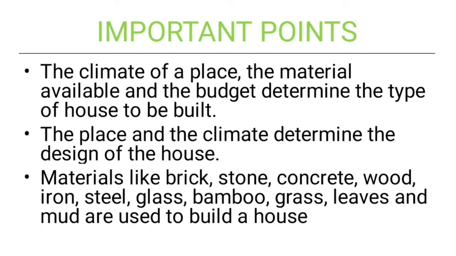Materials like brick, stone, concrete, wood, iron, steel, glass, bamboo, grass, leaves, and mud are used to build a house. Not all materials are used for all types of houses. For example, for a hut we can use bamboo, grass, leaves, whereas for a pakka house or a concrete house we can use concrete, wood, iron, and steel. For apartments we require even more material.